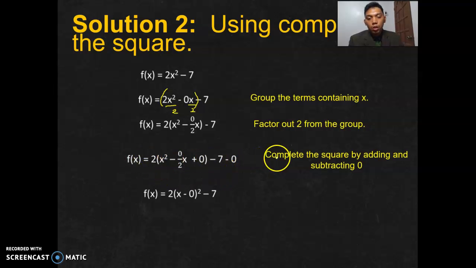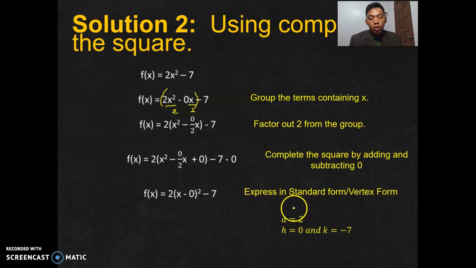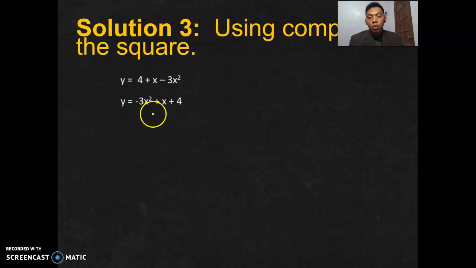So to put this into vertex form, we need to write this into a square of binomial. Of course, the last term is 0, so it's x minus 0 quantity squared, minus 7. So this is already the vertex form, which gives us h as 0 and k as -7. Now let's go to number 3.